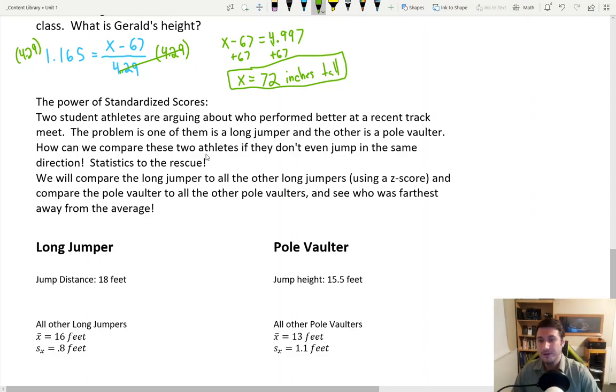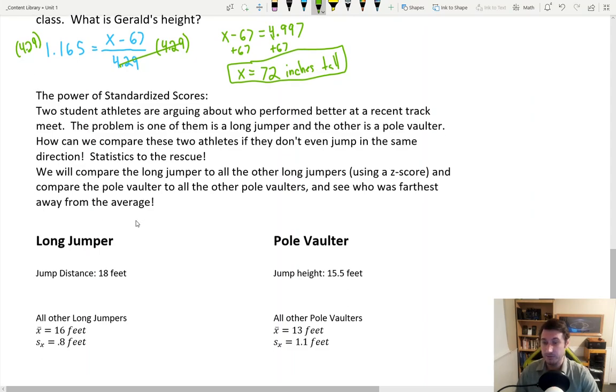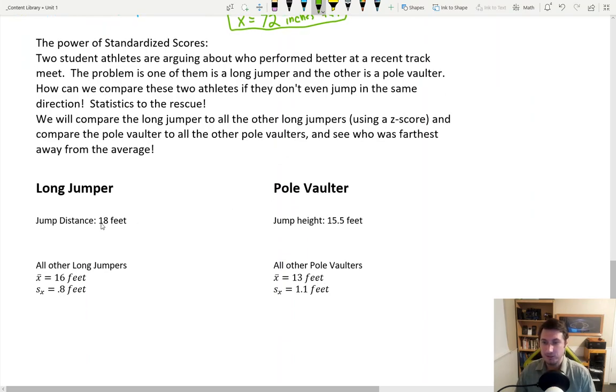All right, we will compare the long jumper to all other long jumpers using a z-score, and compare the pole vaulter to all the other pole vaulters, and see who was the farthest away from their own average. Okay, so they each get their own ruler, essentially, against their own competitors. So, our long jumper, let's say they jumped 18 feet, and our pole vaulter jumped 15.5 feet in the air. And then we had to look at all the other long jumpers. So let's say they had an average jump of 16 feet with a standard deviation of 0.8 feet. And then here are the statistics for the pole vaulters.